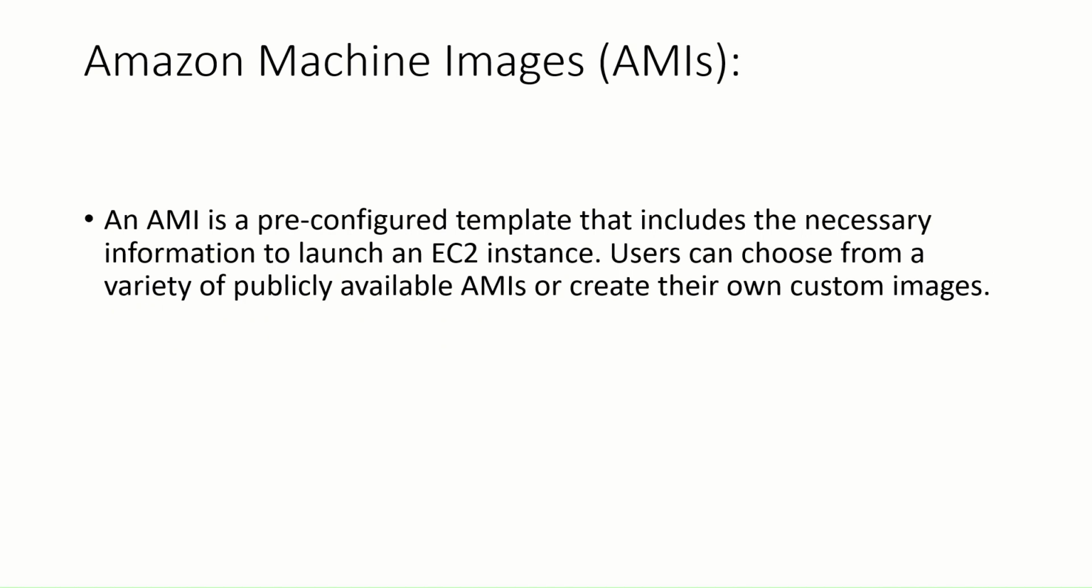So what is an AMI, or you can say Amazon Machine Image? An AMI is a pre-configured template that includes the necessary information to launch an EC2 instance. So this is a kind of virtual image that contains the information to launch an EC2 instance. When you are going to create an EC2 instance, you need to select an AMI, or you can say Amazon Machine Image. Users can choose from a variety of publicly available AMIs or create their own custom images.